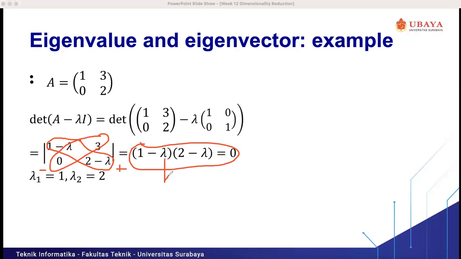Then after that, we can get the lambda values. Lambda can be 1 or 2, right? So we have 2 values for the eigenvalue, lambda 1 and lambda 2. We already get the eigenvalues. Then after this, we will calculate the eigenvector.